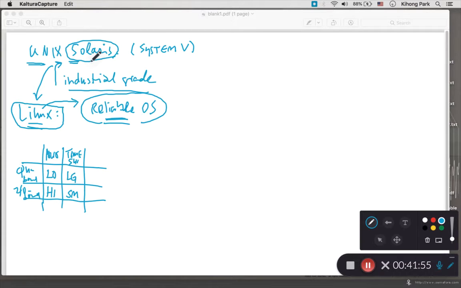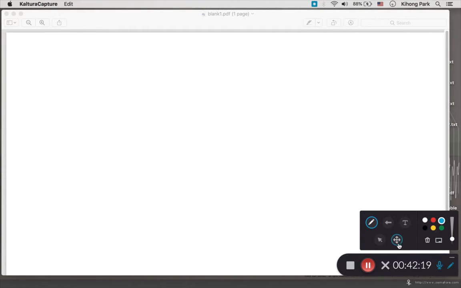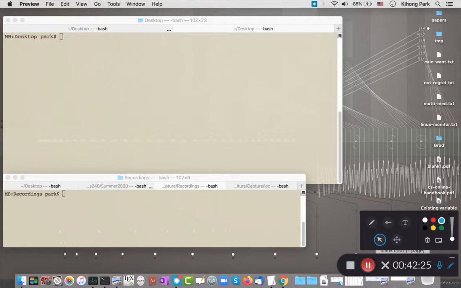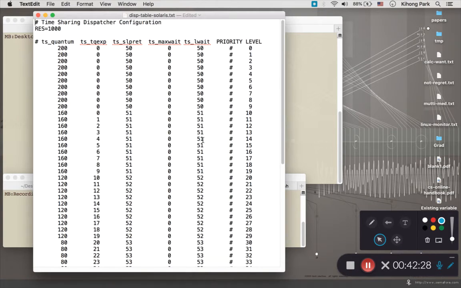We're talking about Solaris. So how did Solaris implement this policy of giving higher priority to IO-bound processes vis-a-vis CPU-bound guys, and then give them smaller time slice vis-a-vis CPU-bound guys? How did it actually look like? What happened? So to do that, let's get rid of this guy and look at a table.